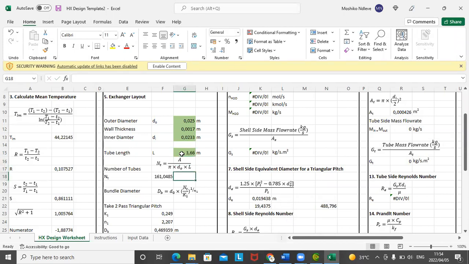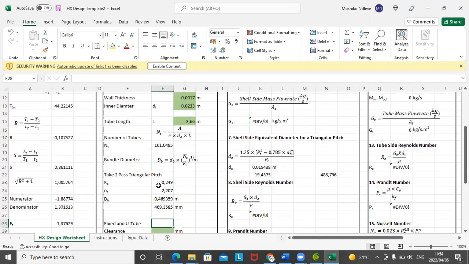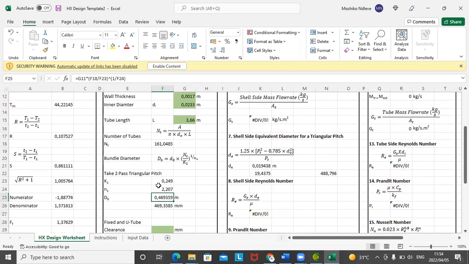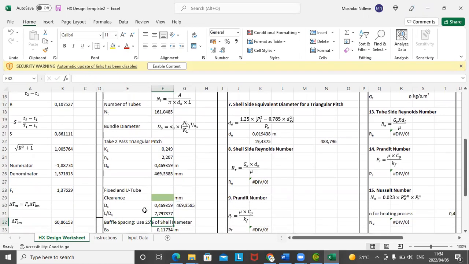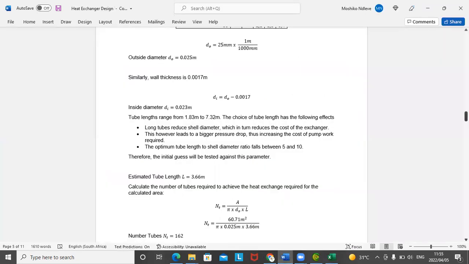And you'll see it will immediately give us your number of tubes and immediately populate your bundle diameter. Once you have that, because everything up to here depends on the information that we've given upstairs, you'll see that you'll be required to provide a clearance. Now let's go back to our notes.